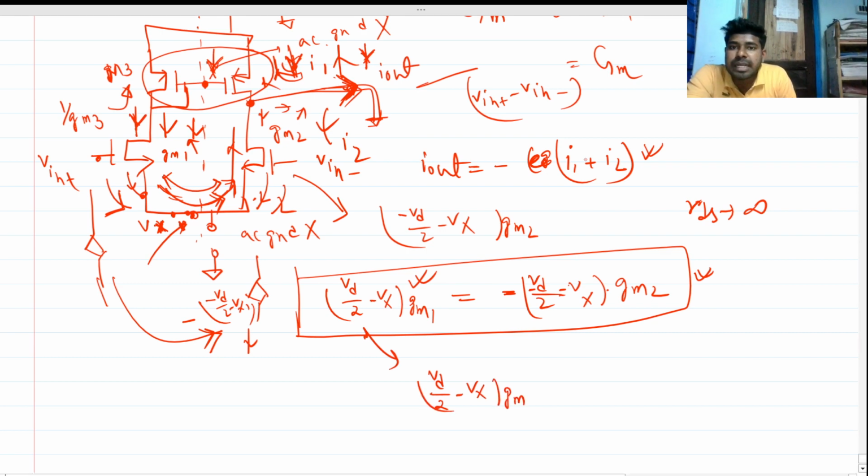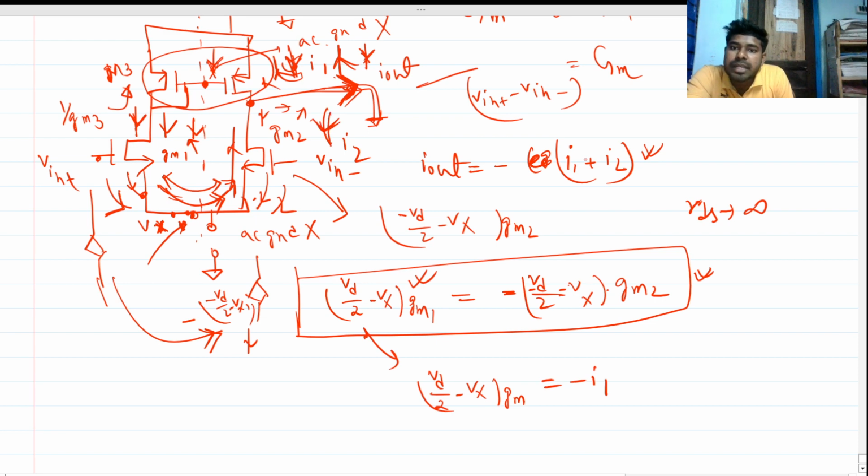But we have assumed that the Ix will be in this way, right? So here we are getting basically I out is nothing but 2 times this current. So let's do that. This current will be nothing but our minus I1. Let's do that. And what will be our I2?